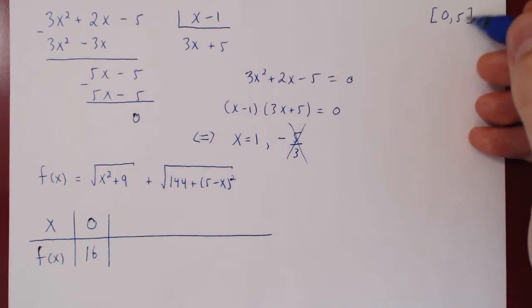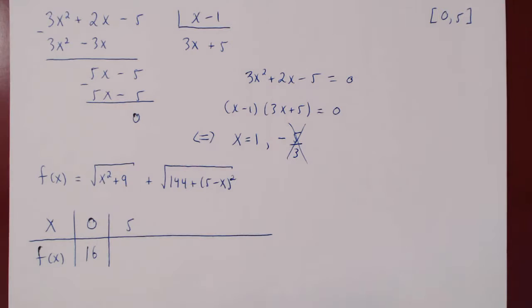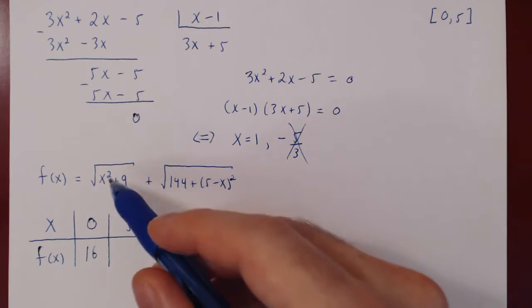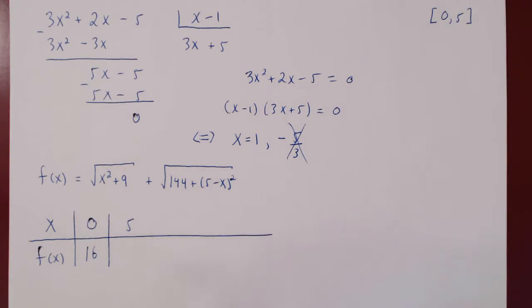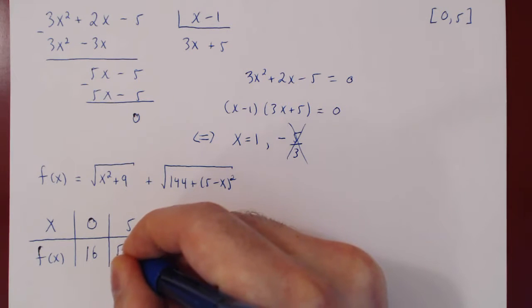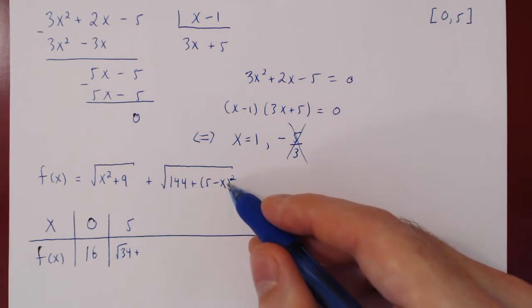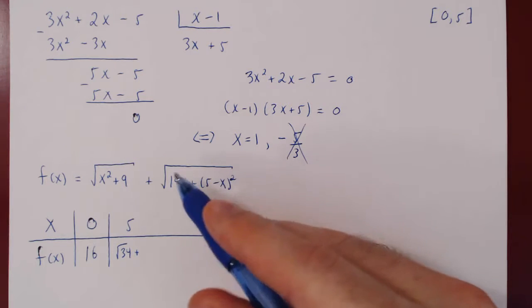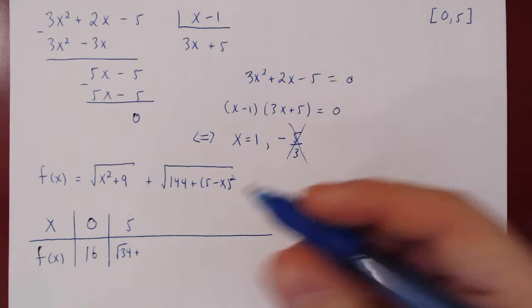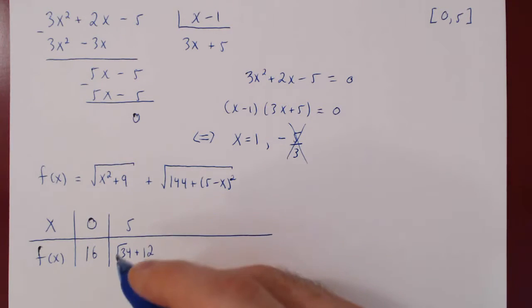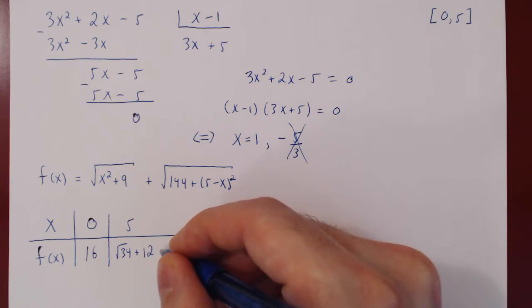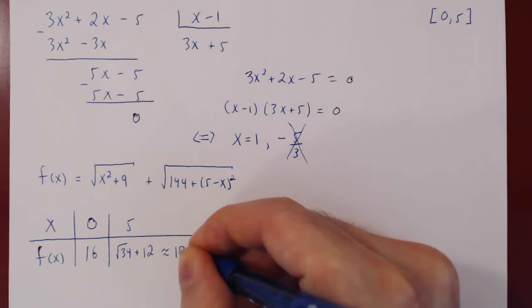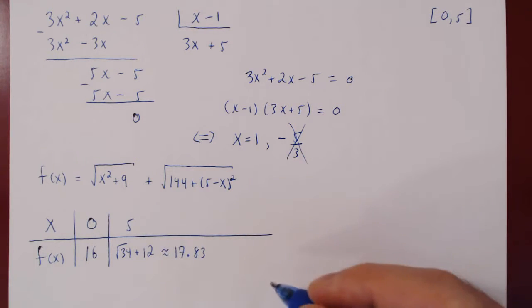Let's look at the function at the right-hand point, 5. What do we have here? Well, 5 squared is 25, plus 9 is 34, so it's the root of 34, plus, if x is 5, 5 minus 5 is 0, and the root of 144 is just 12, so the amount of wire used is root of 34 plus 12. If you use your calculator, you'll find this is approximately 17.83 meters, so longer than when x were 0.